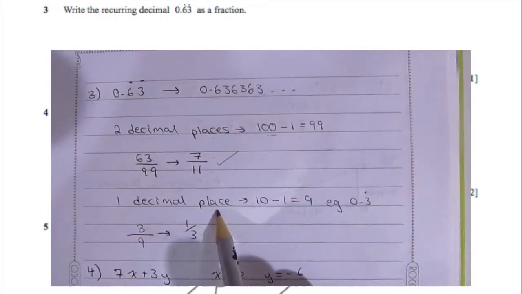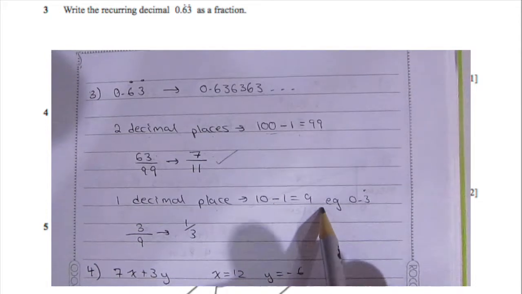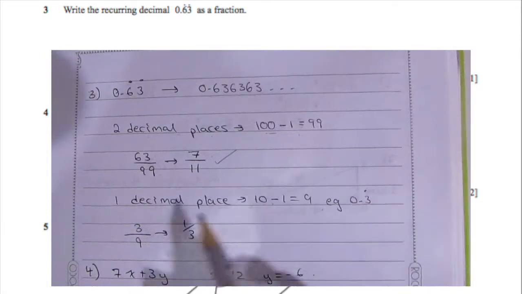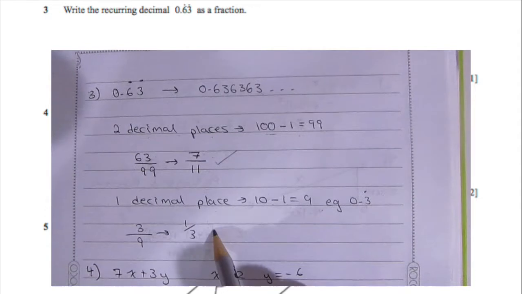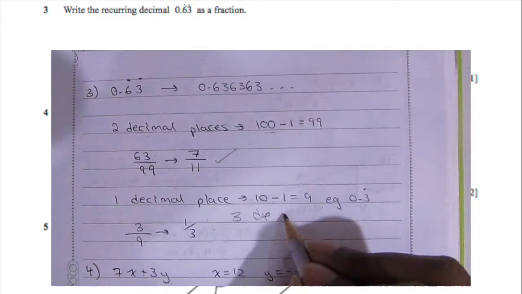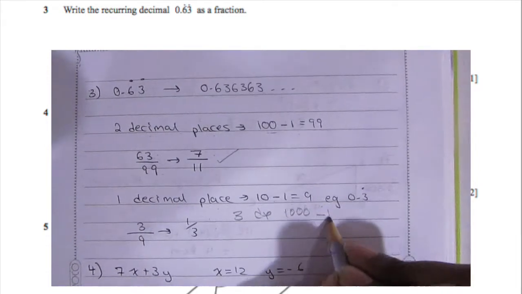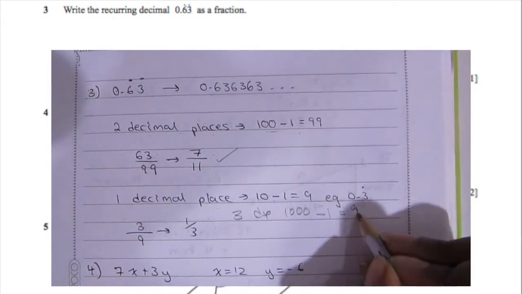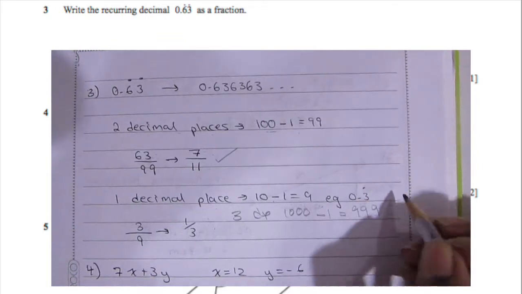If you had one decimal place, you'll do 10 minus 1, which is 9. Example 0.3 recurring. So that's 3 over 9, simplify it to 1 over 3. Same if you had 3 decimal places, 4 decimal places, and so on. For example, 3 decimal places, you'll do 1000 minus 1, which equals 999.